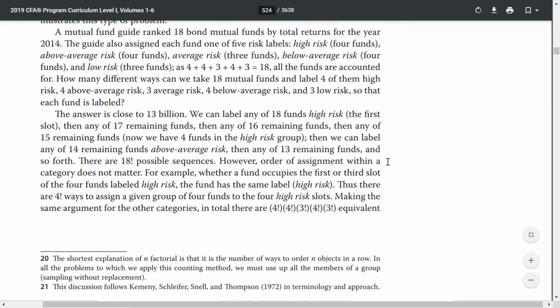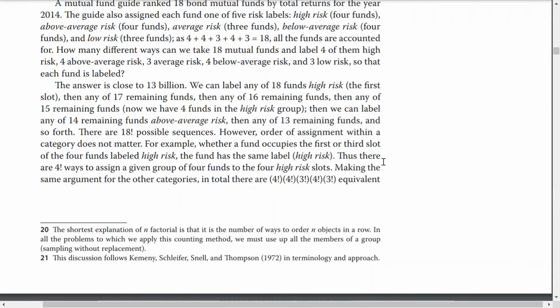How many different ways can we take 18 mutual funds and label 4 of them high risk, 4 above average, 4 average, 4 below average, and 4 low? The answer is close to 13 billion.